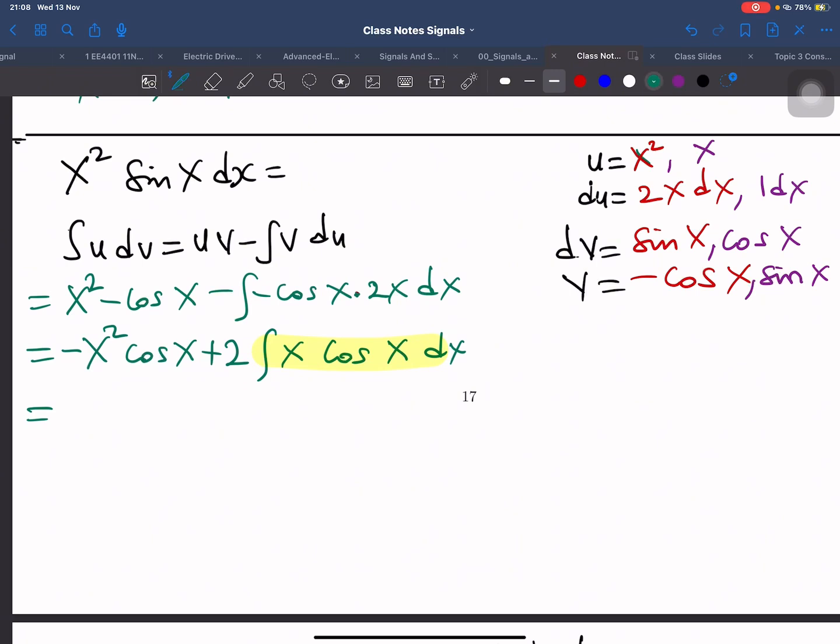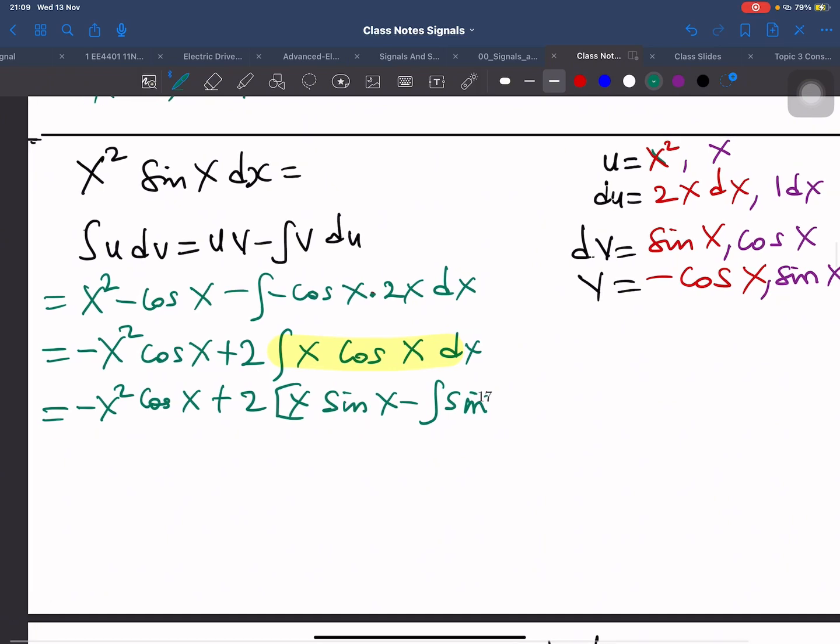So you have to add this into the equation. We now have minus x squared cos x plus 2 into, uv is equal to x sine x, minus the integral of sine x, du is 1 dx, sine x dx.